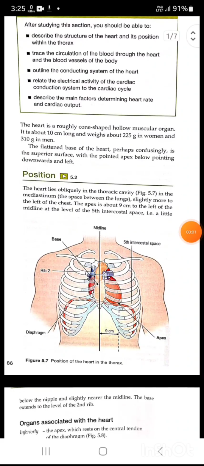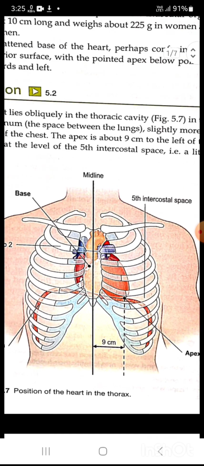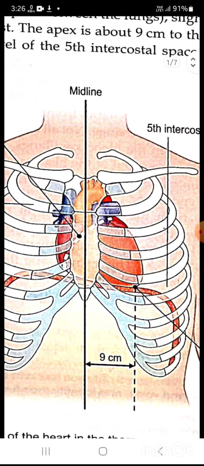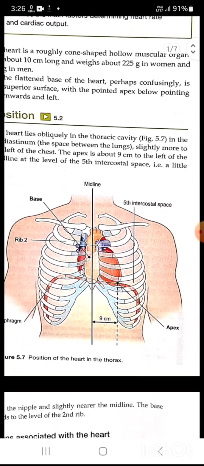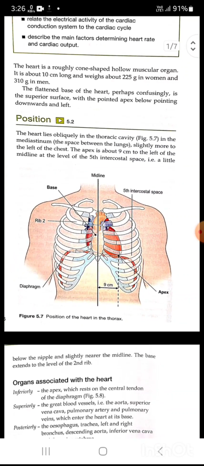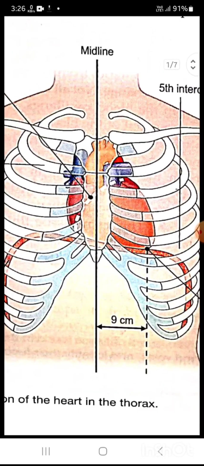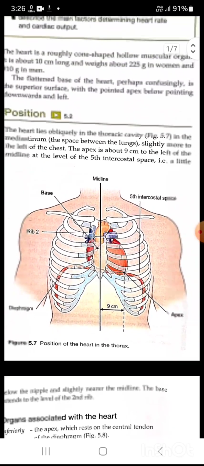So, next is the position of the heart in the human body. The heart lies obliquely in the thoracic cavity. You can see in the pictures how the heart is lying obliquely in the thoracic cavity, in the mediastinum. What is the mediastinum? The space between the lungs is called the mediastinum, which means the heart is situated between the two lungs.